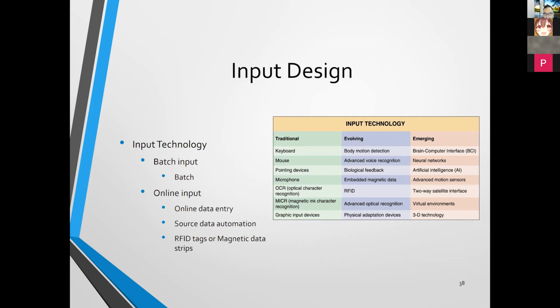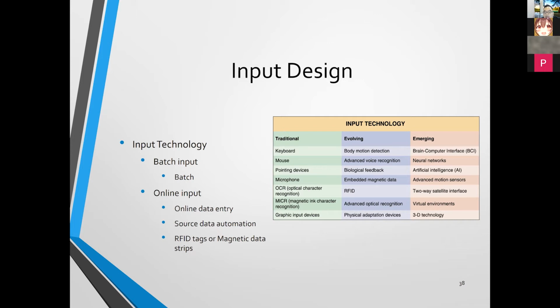This one I just show you for some of the input technology in the past. We use keyboard, mouse, pointing devices, microphone, OCR or scanner. MICR is a scanner as well, but the MICR, or magnetic ink character recognition, was specially designed for bank checks, where the check number has been printed out. Those numbers can be scanned by using the MICR. It's used for the bank only.